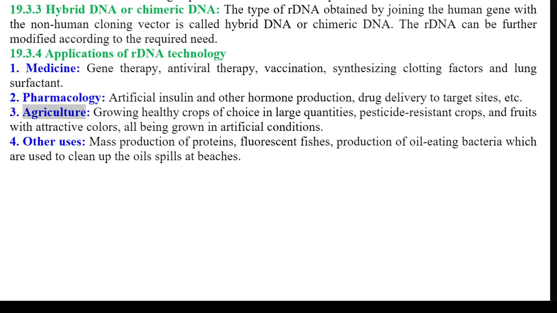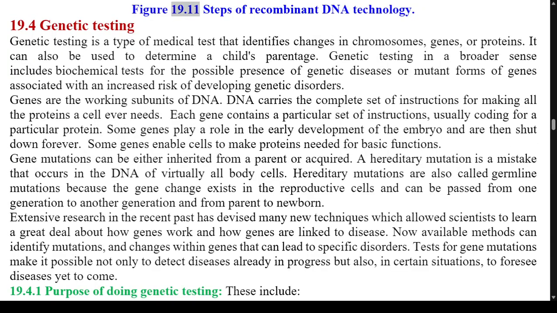3. Agriculture: growing healthy crops of choice in large quantities, pesticide-resistant crops, and fruits with attractive colors, all being grown in artificial conditions. 4. Other uses: mass production of proteins, fluorescent fishes, production of oil-eating bacteria which are used to clean up the oil spills at beaches. Figure 19.11: Steps of recombinant DNA technology.